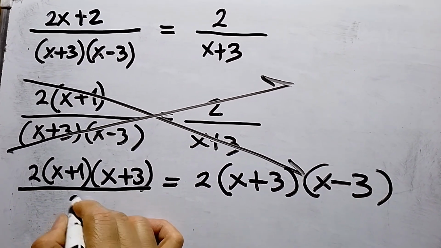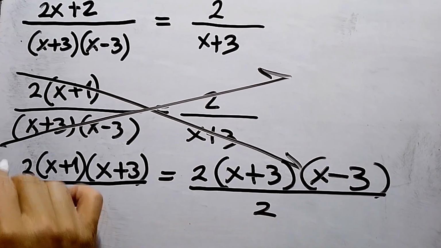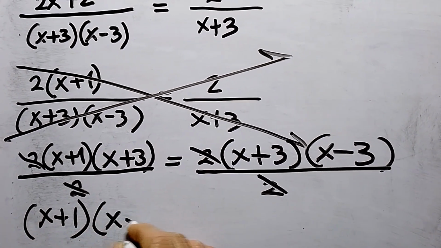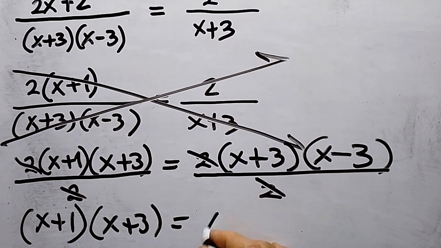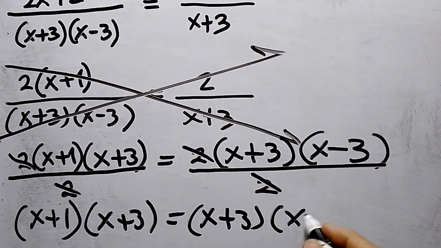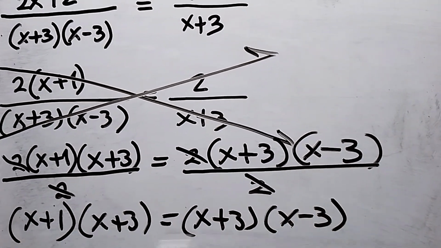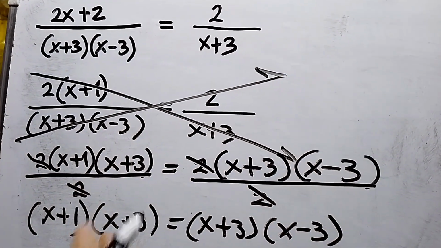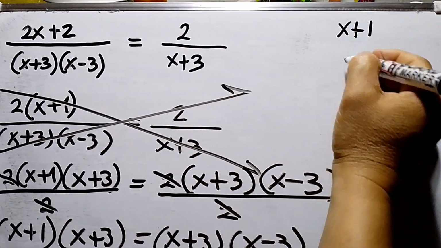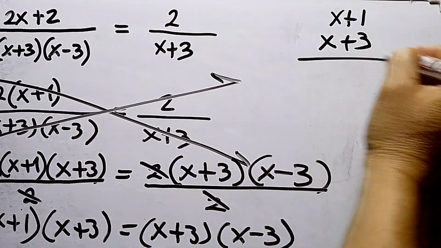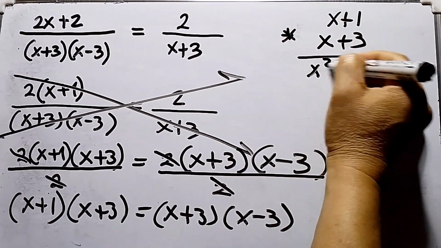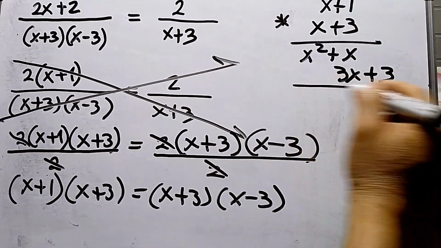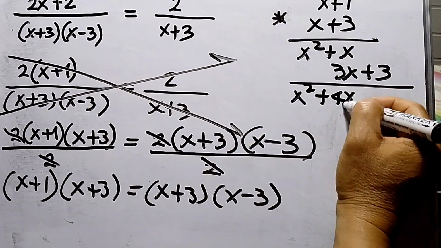So I need to divide this one by 2. So cross out, cross out, cross out also. So I have here x plus 1, then x plus 3 is equal to x plus 3, and then x minus 3. So multiply the factors. So what's the product of x plus 1 and then x plus 3? This is multiplication. So this will be x squared plus x. This will be 3x plus 3. So this will be x squared plus 4x plus 3.